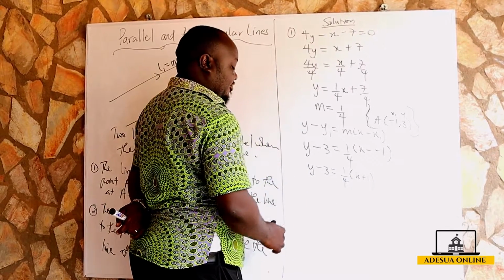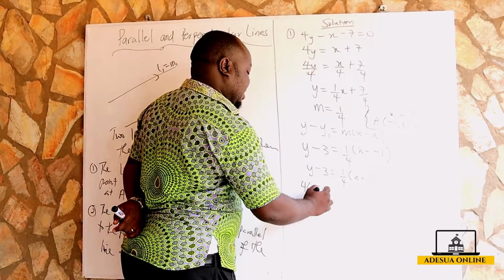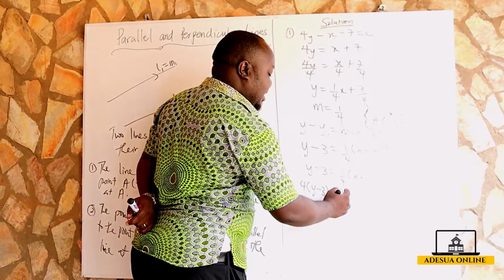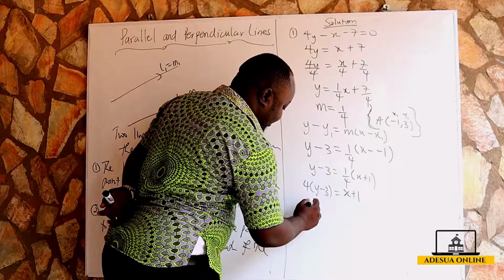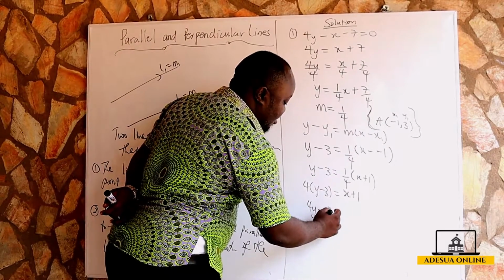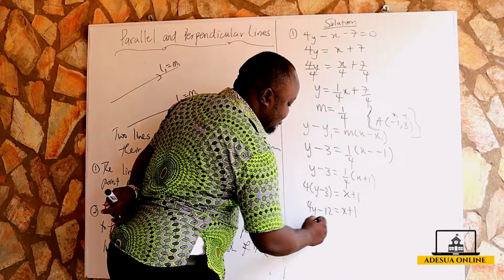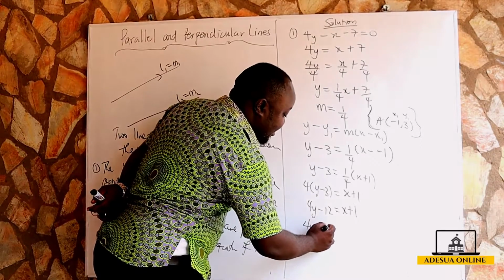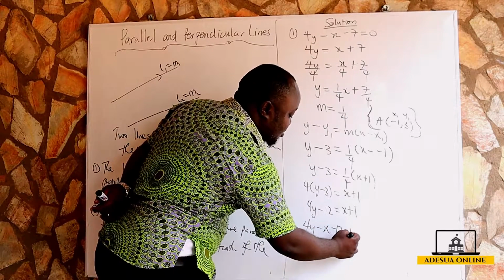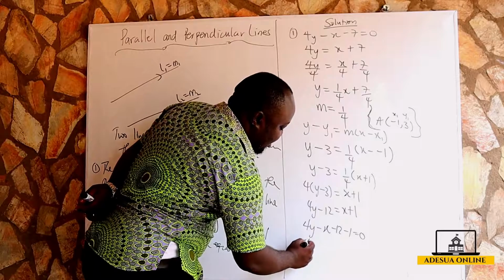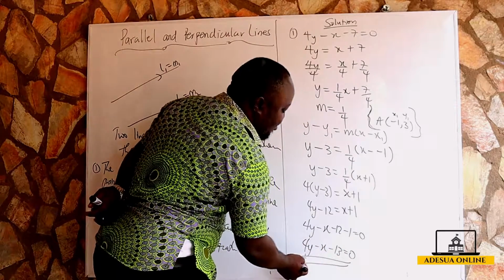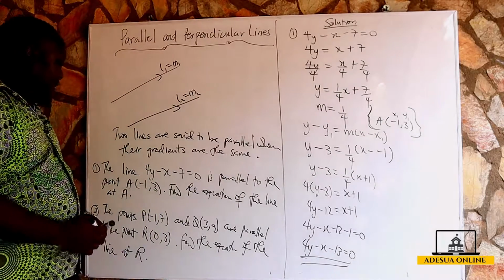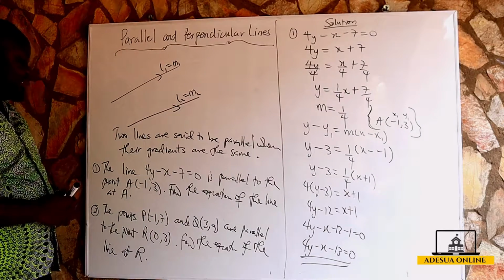We multiply through by 4. So 4 into y minus 3 equals x plus 1. When we multiply here by 4, it will cancel out. So we have 4y minus 12 is equal to x plus 1. So 4y minus x minus 12 minus 1 is equal to 0. So our equation is 4y minus x minus 13 is equal to 0. This is the equation of the line at the point (-1, 3).